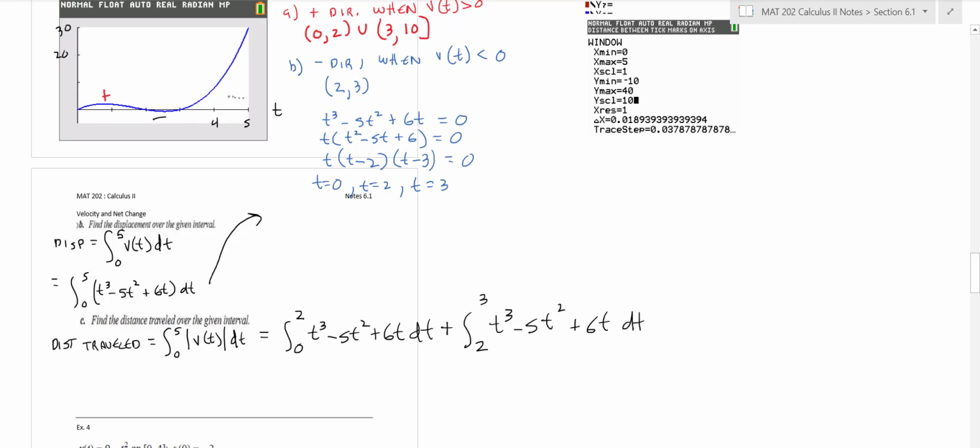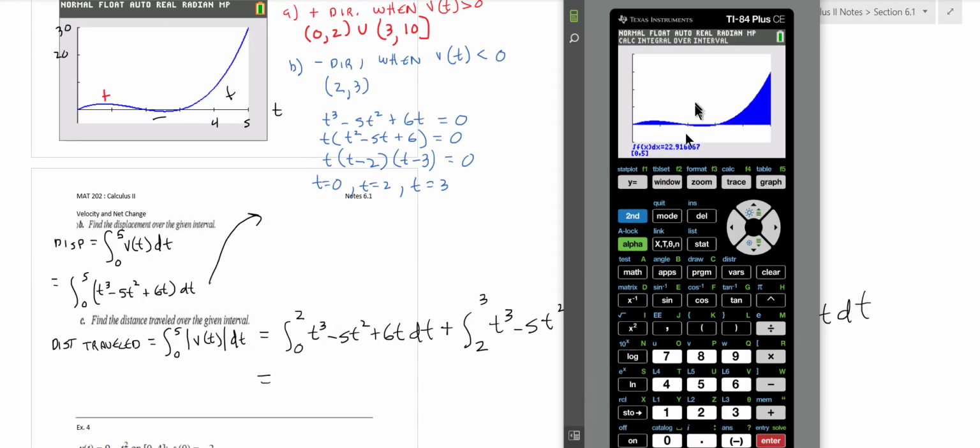Okay, and then the last part goes back to positive, so we're going to integrate from 3 to 5 of that velocity function. And this we're going to do numerically. All right, since we got this all graphed on the calculator, this is really all you need to do here. Okay, and so I've got my graph here.